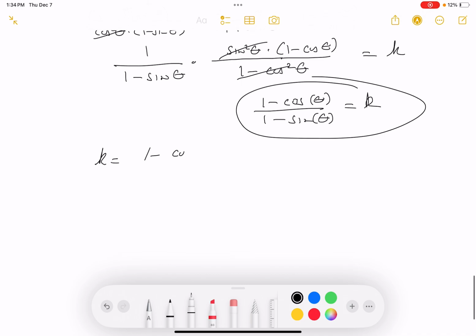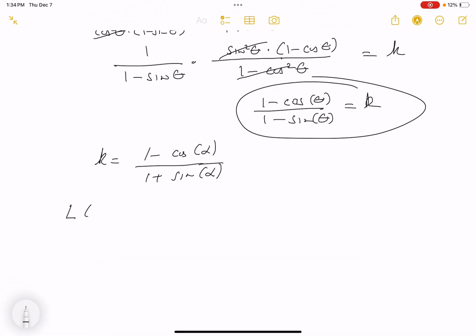So K equals 1 minus cosine alpha over 1 plus sine alpha. Let me have a moment to think about that. And I got the K, and I guess I could write this down now. I could write down L of alpha, right? I got to go back, and I can't remember what L is, but I'm going back and reading it to you. So it's going to be 1 plus the tan of alpha. It's going to be a lot of work.